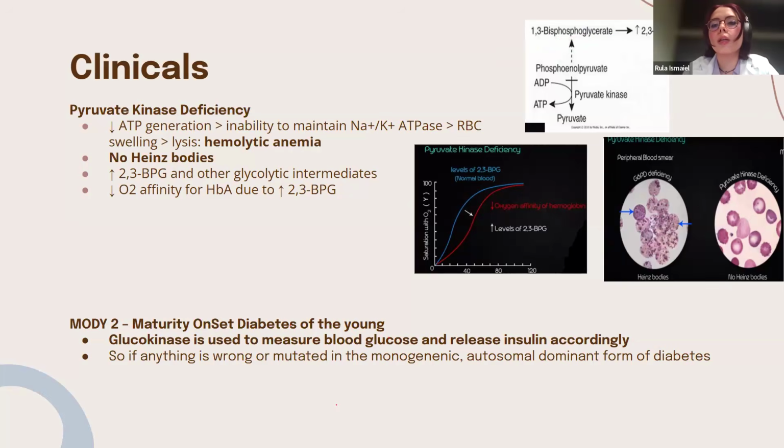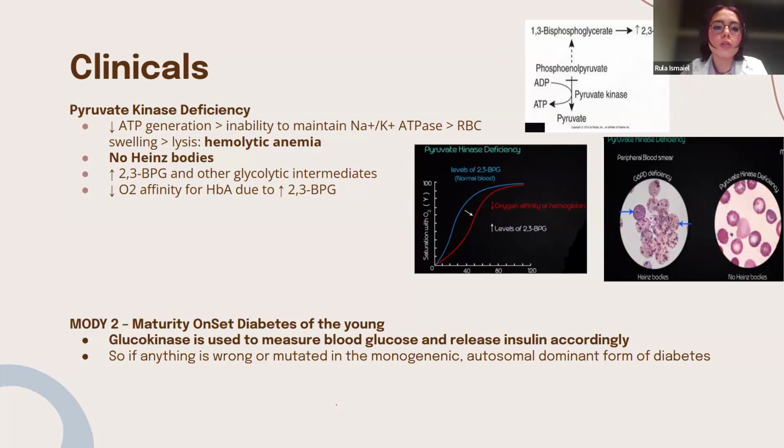Now, keep in mind that pyruvate kinase deficiency is kind of the same, but at the same time quite different from G6PD deficiency, in the sense that G6PD has Heinz bodies, but pyruvate kinase doesn't have Heinz bodies. You can tell over here, you see those little dots, those are Heinz bodies. Pyruvate kinase deficiency doesn't have Heinz bodies. That's how you differentiate between them.